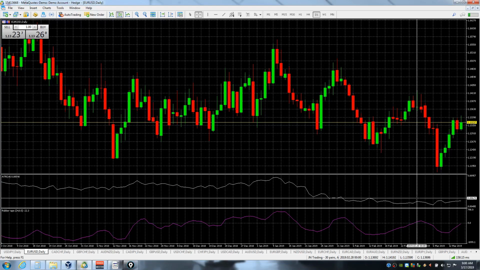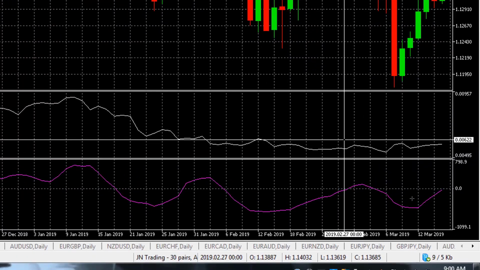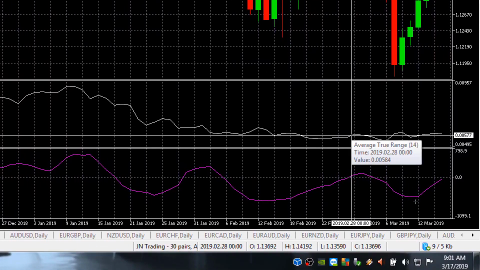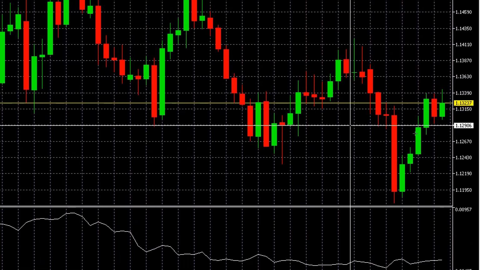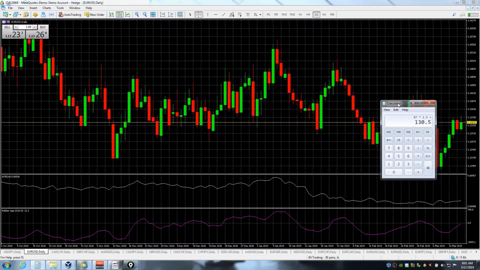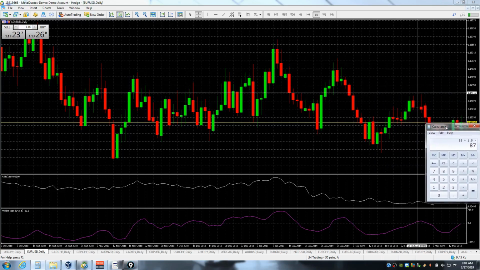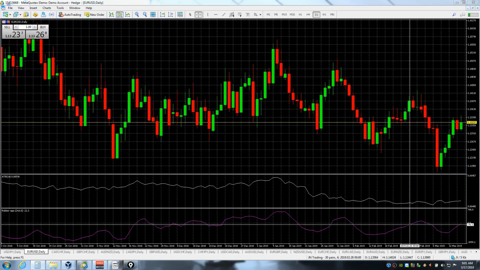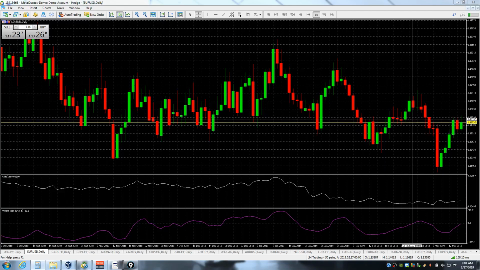So we're going to look at the ATR. 58 pips, because it says 0.0058, so that's 58 pips. Okay, so I guess we should get our calculator out. So 58 times 1.5 is 87. So we want this thing to go up 58 pips before it goes down 87, because the pink line is crossing above this 0 level, right? So we're going to go long. Okay, so 58 and 87.